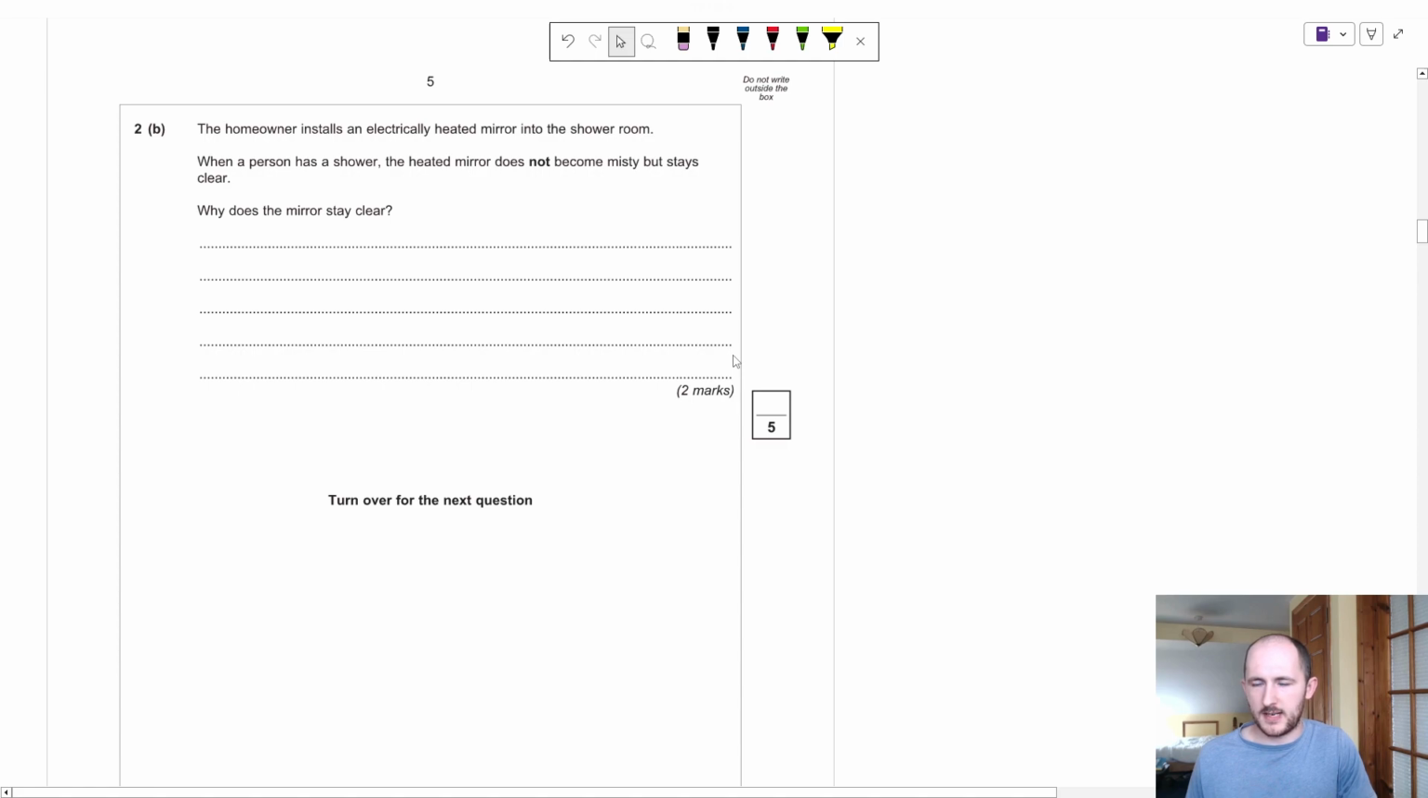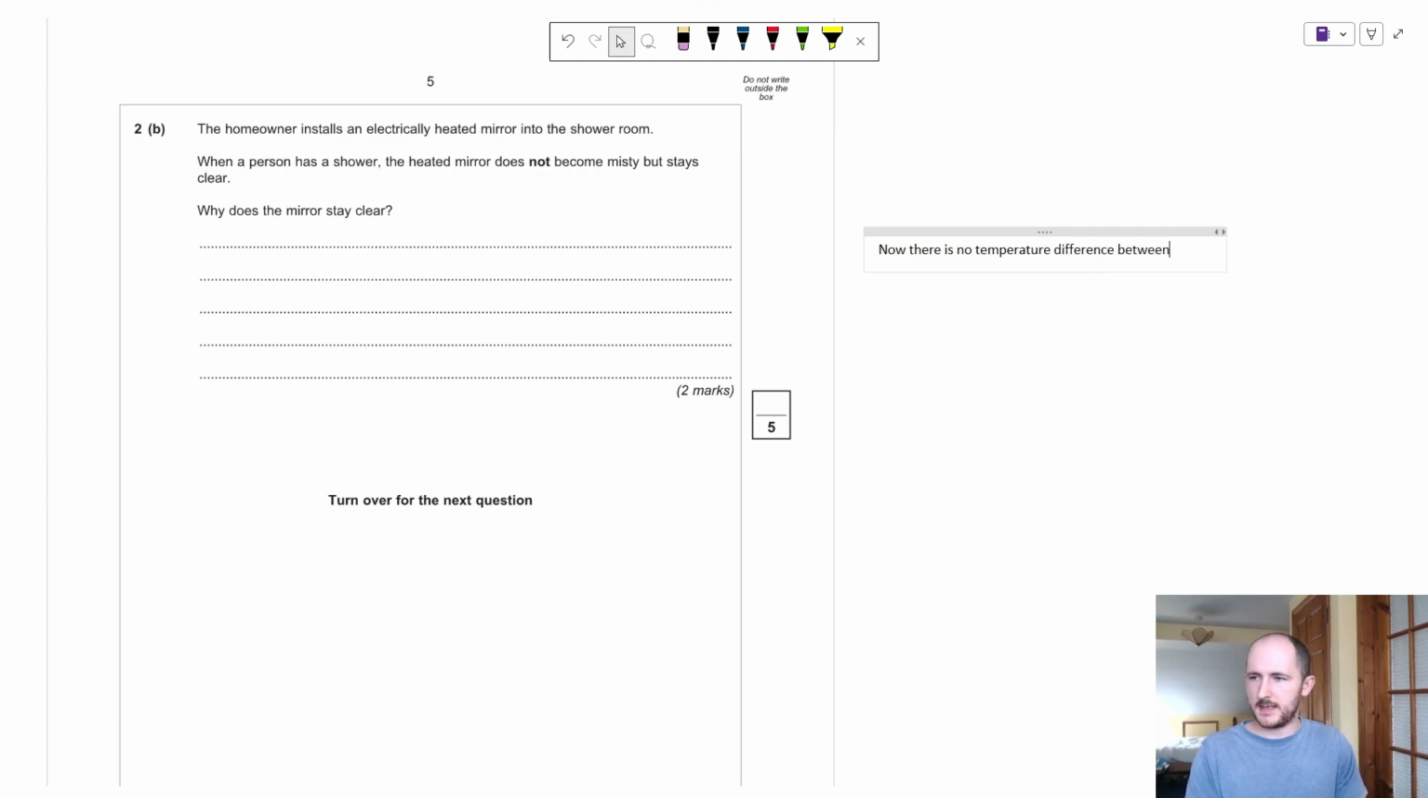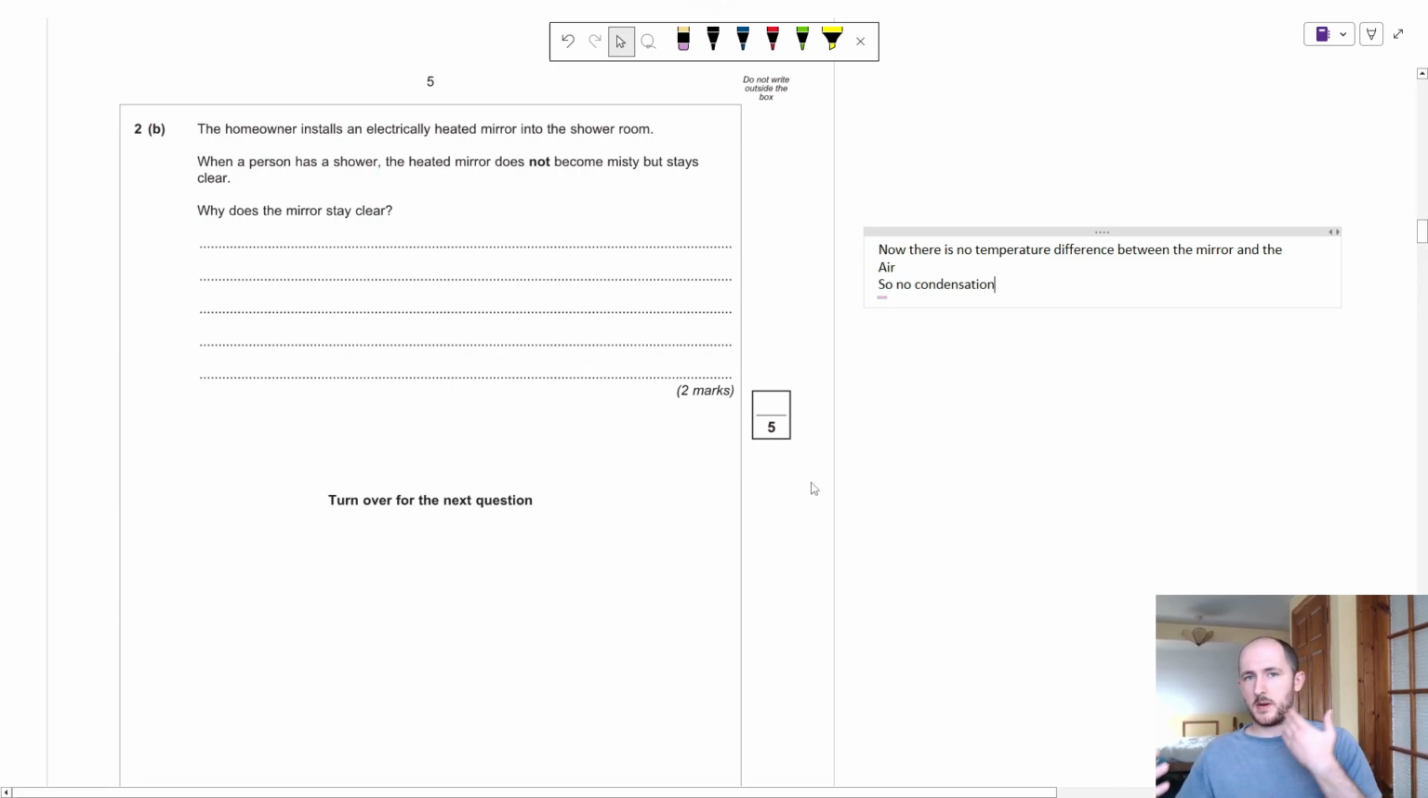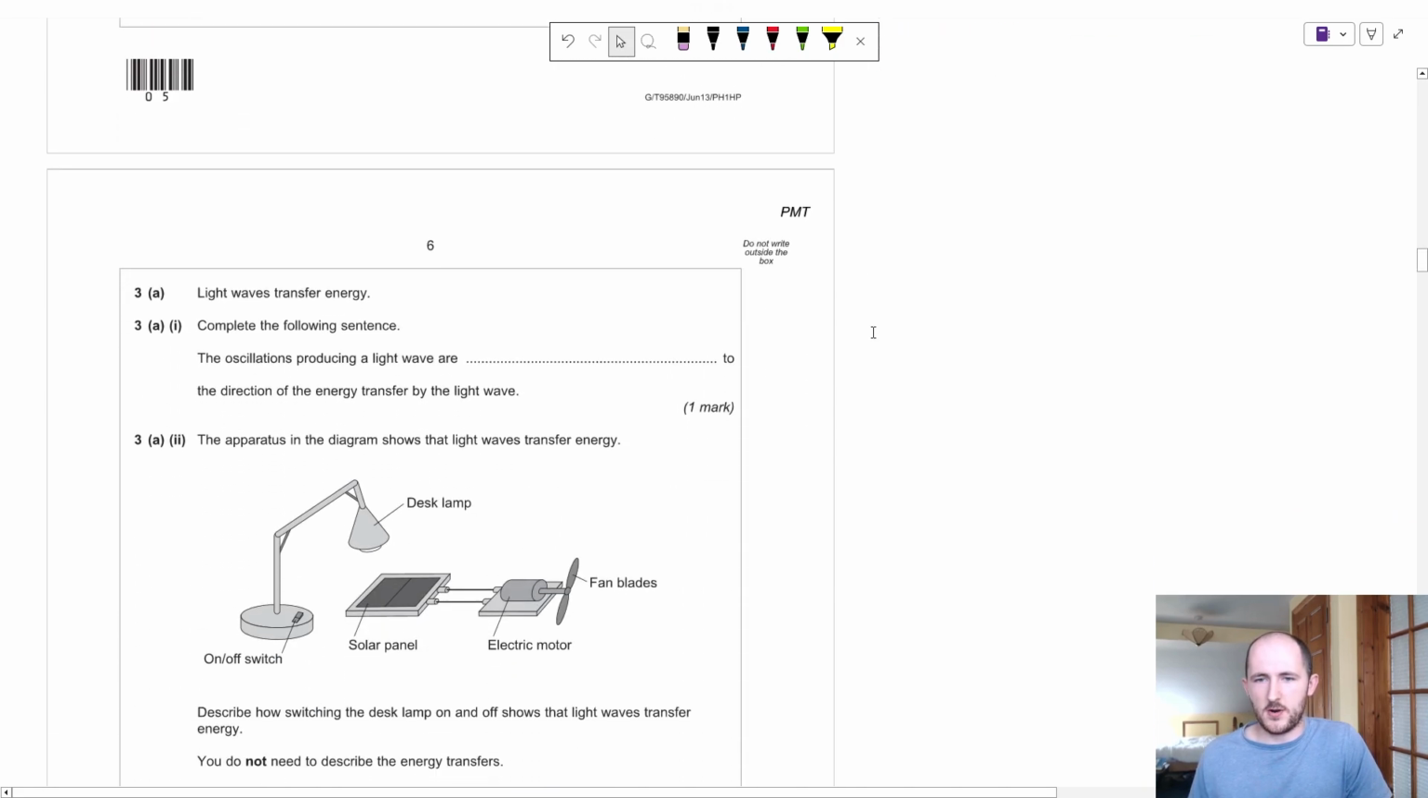The homeowner installs an electric heater behind the mirror when a person has a shower. It does not become misty but stays clear. Why? Because now there is no temperature difference between the mirror and the air. So no condensation. So that's actually a good tip for life. If your windows or mirrors are getting misty, generally speaking, that's just because there's a difference in temperature that causes condensation, which can cause mold. So for when you guys are homeowners.